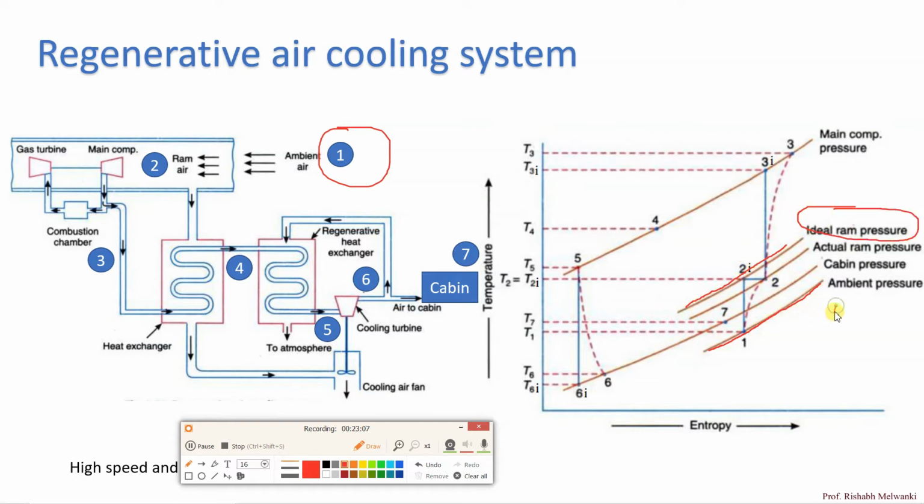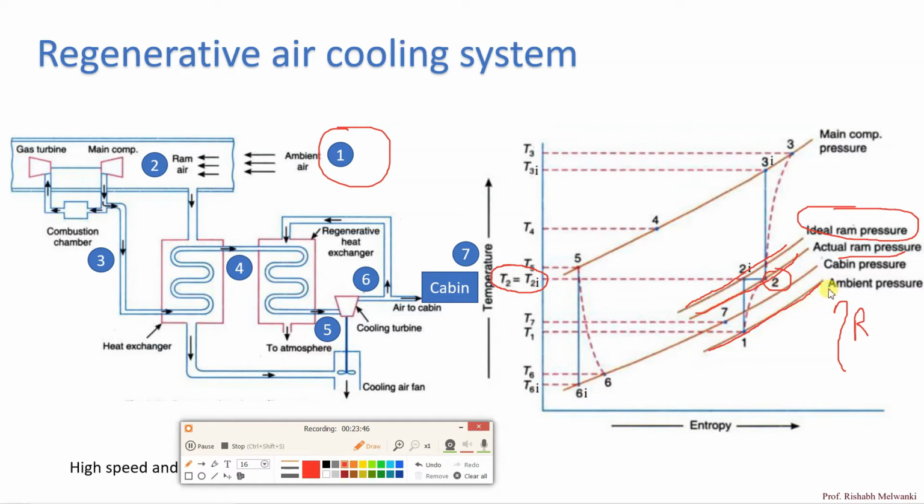Now if eta ram, the ram efficiency, is given, in that case point 2 is shifted towards the right of point 2i, meaning there will be irreversibility and S2 is greater than S2i. For this point 2 you can see one more pressure has been shown, which is the actual ram pressure. For this ram process, pressures P2i and P2 are different, but the temperatures T2 and T2i are the same.